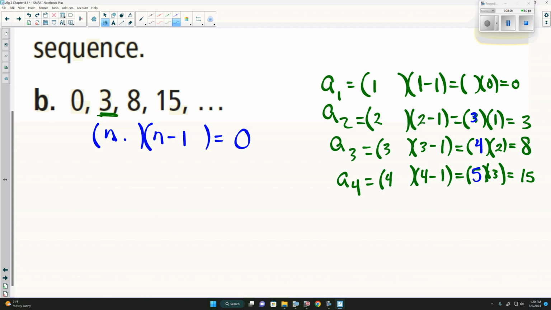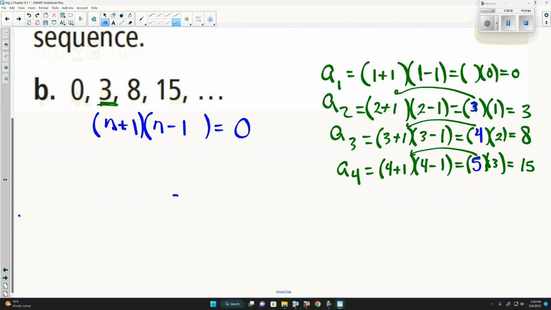Well, this 3 is going to come from this set of parentheses here, 4 and 5, yes? Well, what can I do to 2 to get to 3? Would that work with the 3 and 4? So we need the first one to be plus 1, yes? So over here we would have n plus 1 times n minus 1, yes? Well, that's a little different than what we had, is it? n squared minus 1?